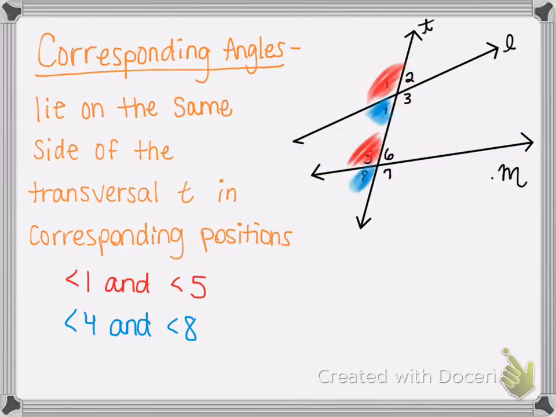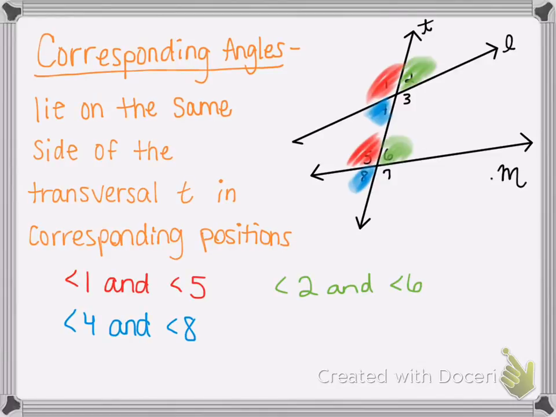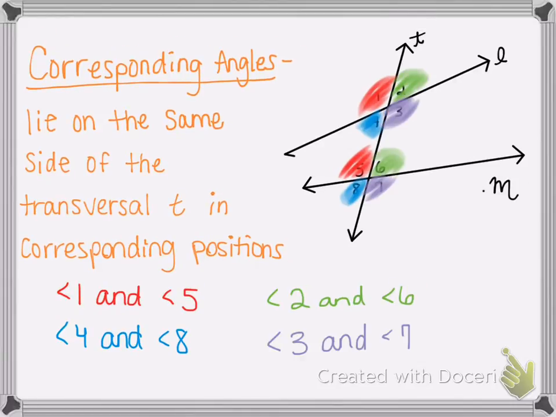So then the second pair we have is angle 4 and 8. The third pair we have is 2 and 6. And then the last pair is 3 and 7. Okay, so corresponding angles actually can make 4 pairs.